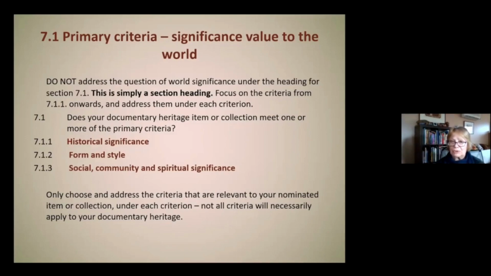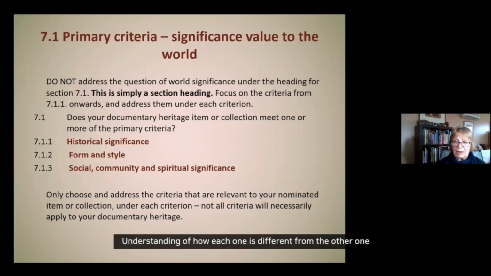That is simply asking the question of, does your documentary heritage item or collection meet one or more of the criteria? And as I said, there's three primary criteria. There's the historical significance, form and style, and social, community, and spiritual significance. I'm going to explain what all these are in a minute. But you only choose and address criteria that are relevant to your nominated documentary heritage. Not all criteria will necessarily apply. It's quite interesting to see how few actually fit under some of these criteria. I'm going to talk about the primary criteria now, just so that you get an understanding of how each of these is different from the other one and what you need to put in under each one.